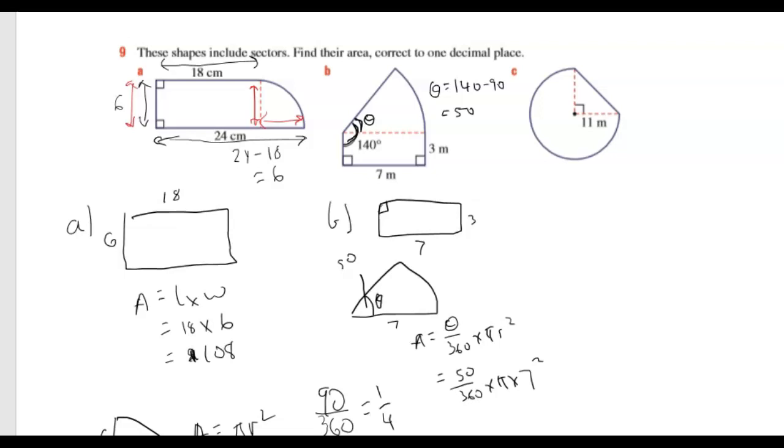Now, question C, again, I'll just do the 2 shapes. We kind of have like, I won't say it's a full Pac-Man.